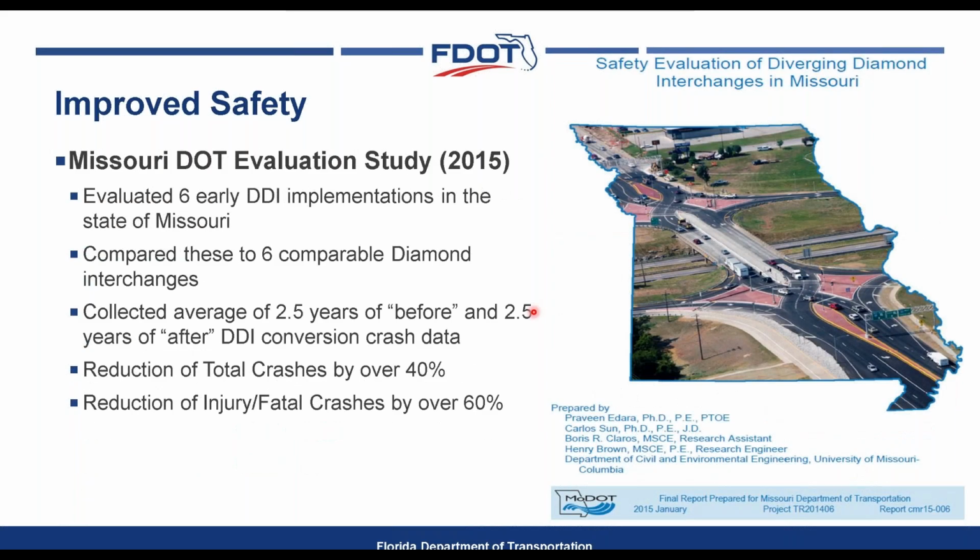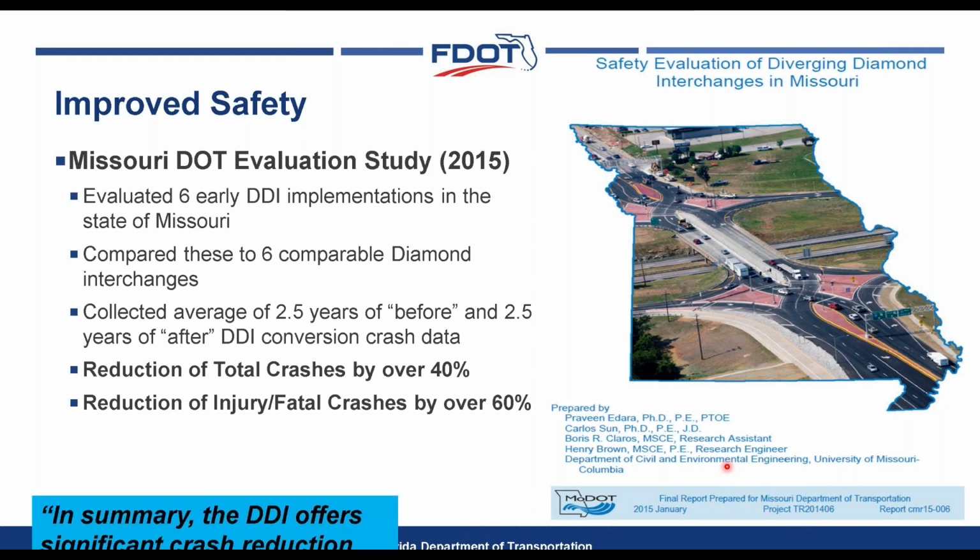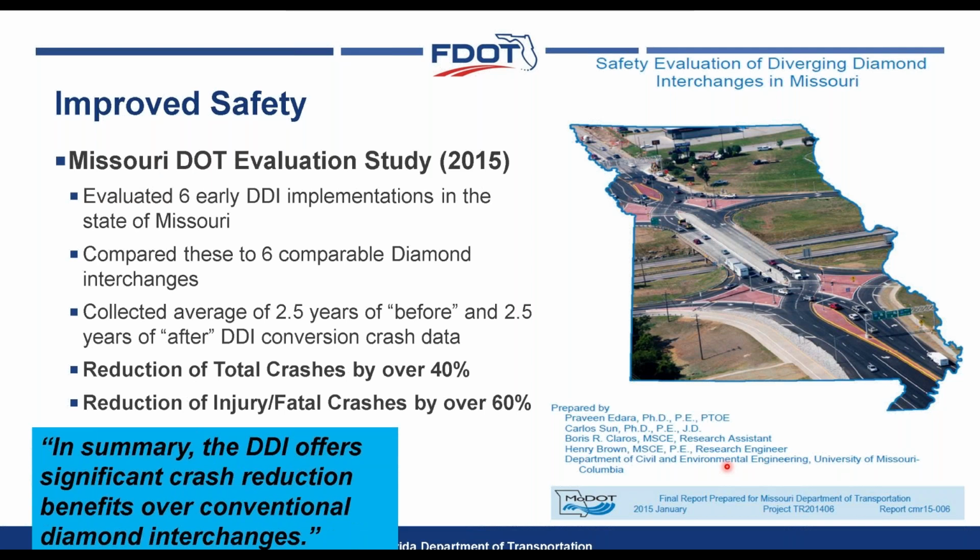The second study, also conducted in 2015 by the Missouri DOT, evaluated 6 DDI implementations in Missouri. Crash data for the 2.5 years before and the 2.5 years after the DDI conversion were compared. They also showed a reduction in total crashes by over 40% and a reduction of injury and fatal crashes by over 60%, very similar to the FHWA study. So in summary, the DDI offers significant crash reduction benefits over conventional diamond interchanges.